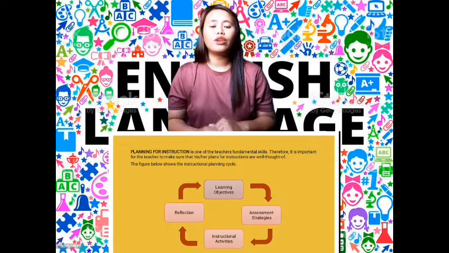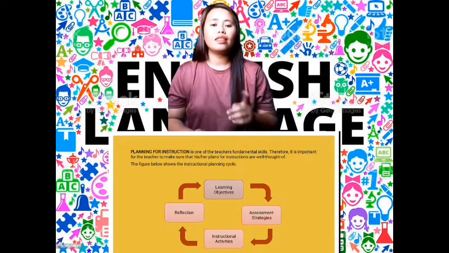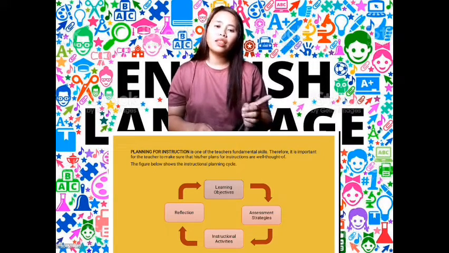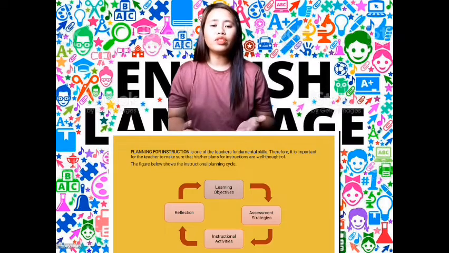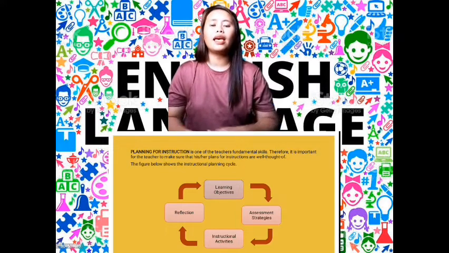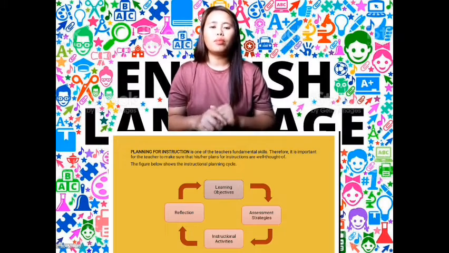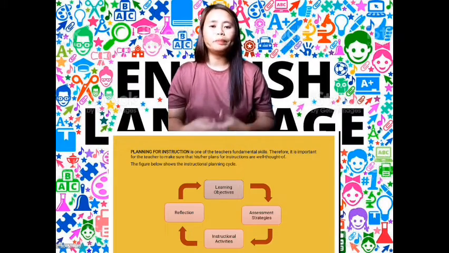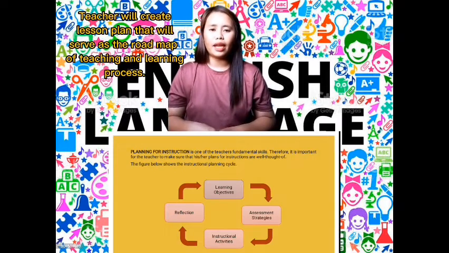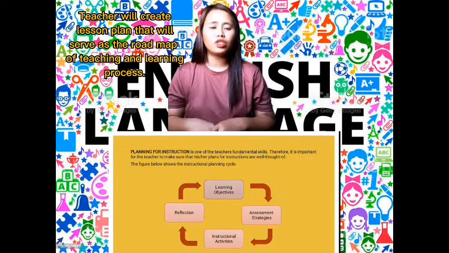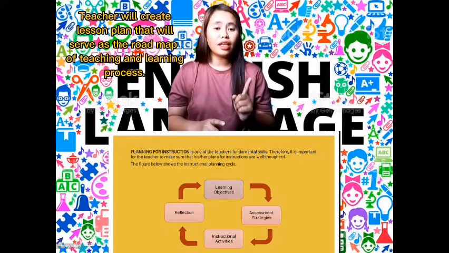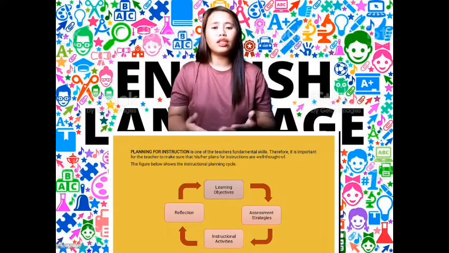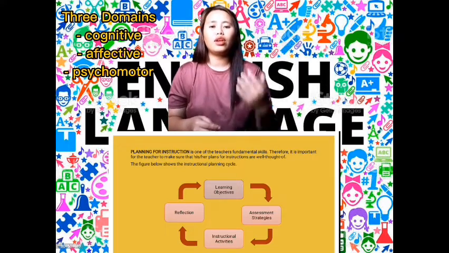As you can see, the first step in the instructional planning cycle is the learning objectives. In this phase, the teacher decides the content of the lesson, meaning to say, the teacher uses various tools to design comprehensive lesson plans that meet the curriculum objectives of institutions and their communities. As I mentioned a while ago, the teacher will create a lesson plan that will serve as the roadmap of the teaching and learning process. And take note that the teacher should incorporate the 3 domains in creating the learning objectives.